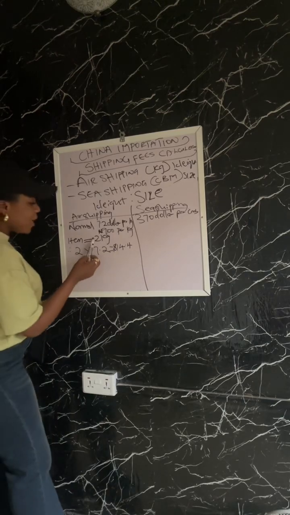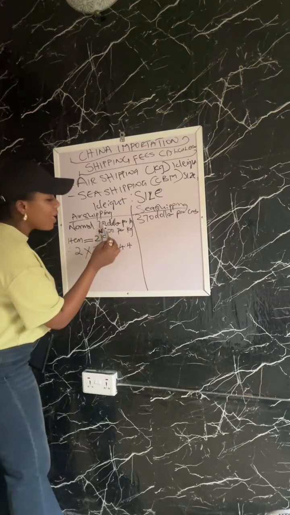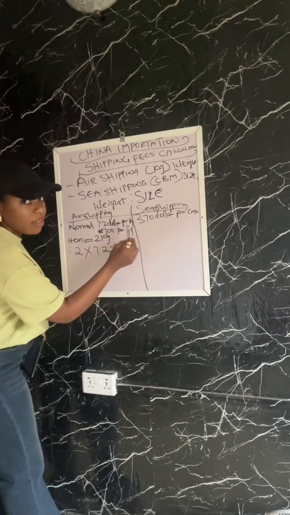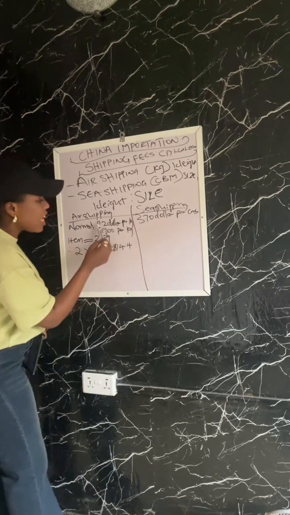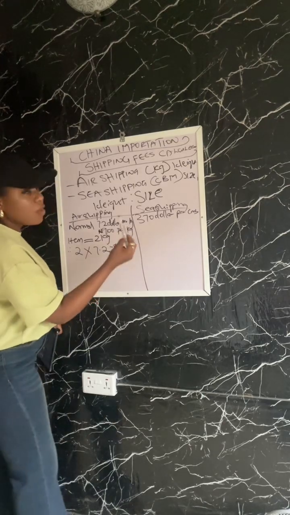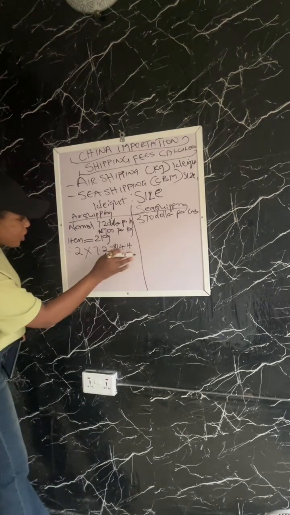So if you have 10 kg for your goods, all you need to do is to multiply it by the shipping rate. Do you understand? It is per kg. If it's $8.2, the same thing: 2 times 8.2. You understand? This is already established.